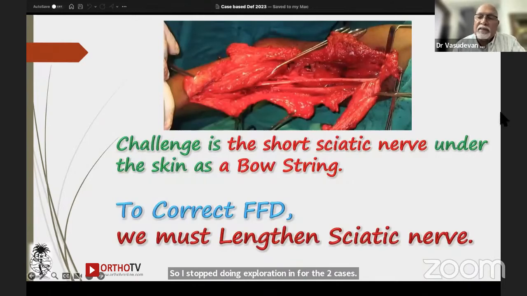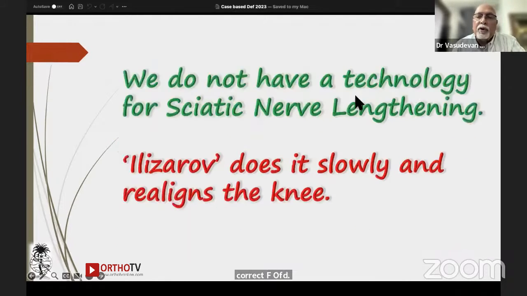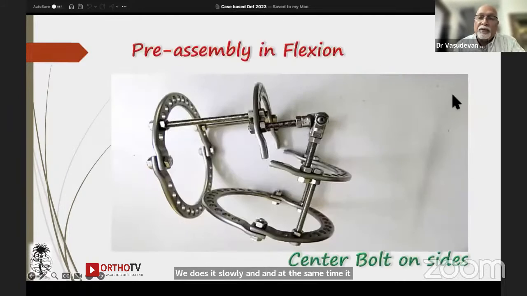So the challenge is the short sciatic nerve under the skin as a bowstring. To correct the FFD, we must lengthen the sciatic nerve. We do not have a technology for sciatic nerve lengthening, except Ilizarov, which does it slowly and at the same time realigns the knee joint. So this was the frame looking like. Here we can see the center board medially and laterally because I am not able to keep the full ring here. So to get that much flexion, you have to use 2 half rings.